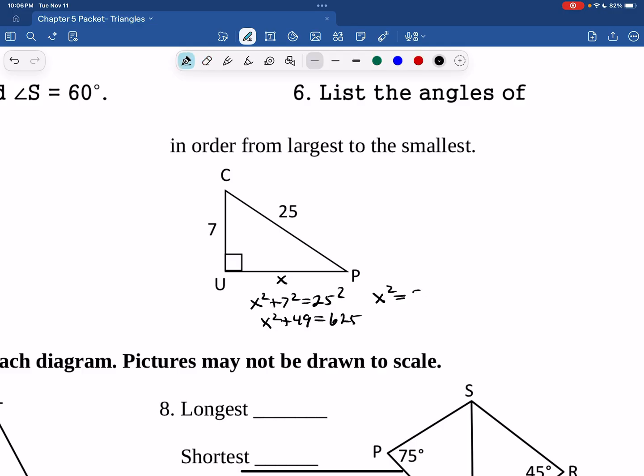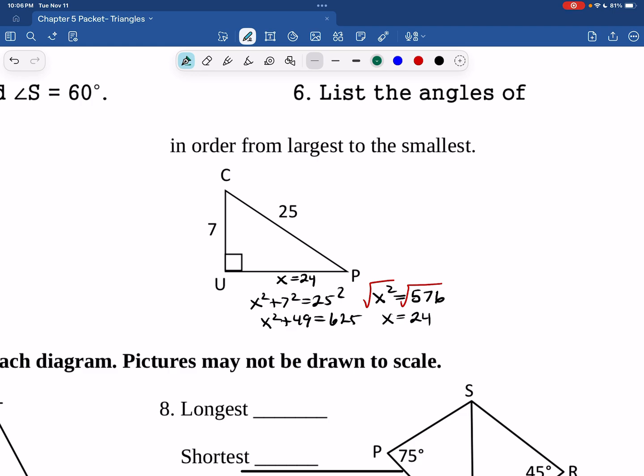625. So that makes this 576. So then x is going to be 24 after we take the square root of both sides. So now I know that x is 24. So I'm going to do my angle thing again.